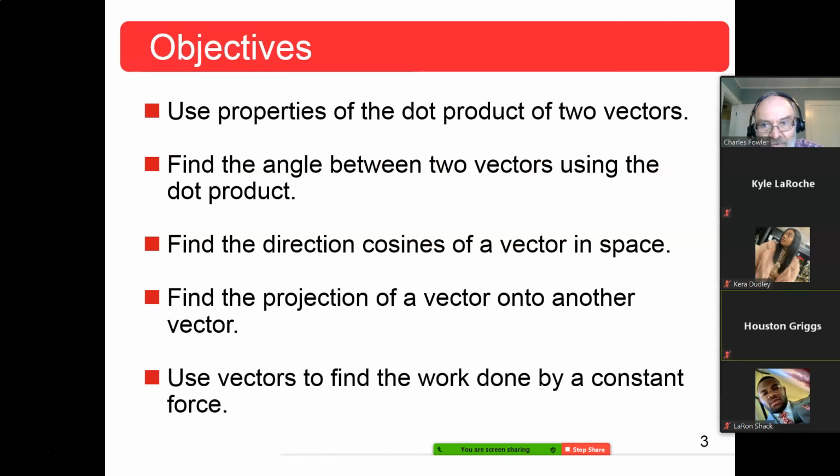So the dot product of two vectors, here are our objectives. Got quite a few on this one. Use the properties of the dot product of two vectors. Find the angle between two vectors using a dot product. Find the direction cosines of a vector in space. Find the projection of a vector onto another vector, and use vectors to find the work done by a constant force. Okay.